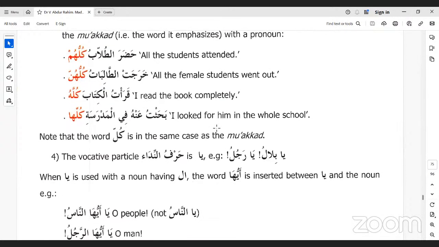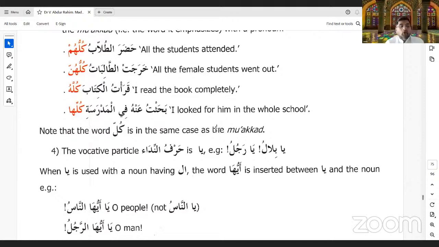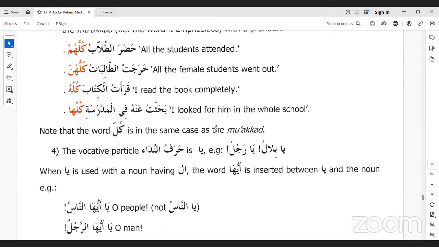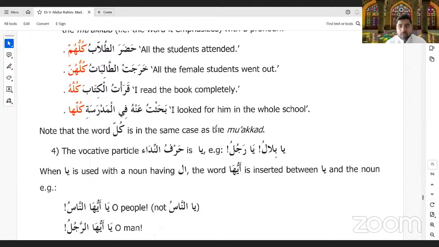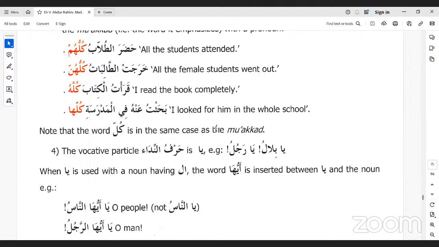قرأت الكتاب كله. I read the book completely. قرأت means I read. كتاب كله. The pronoun is referring back to the book.